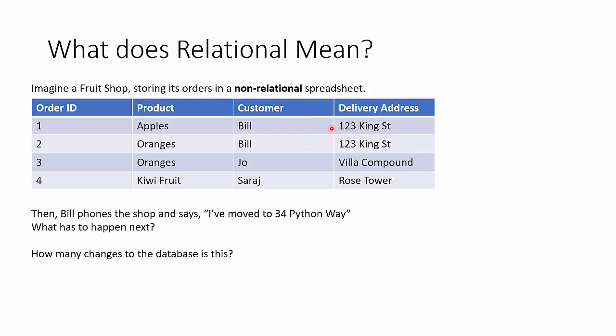So this is the same guy buying two things. Then you've got Joe, who's just buying oranges and lives at Villa Compound, and then you've got Siraj, who is just buying kiwi fruit and lives at Rose Tower.